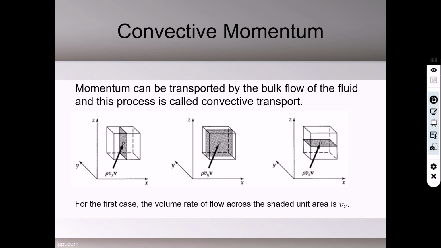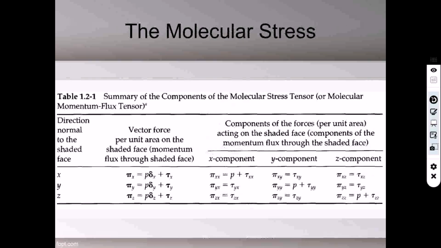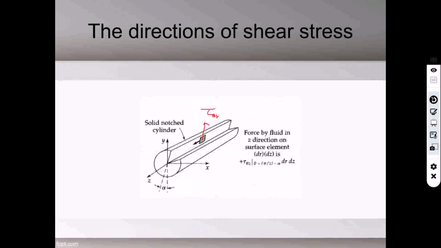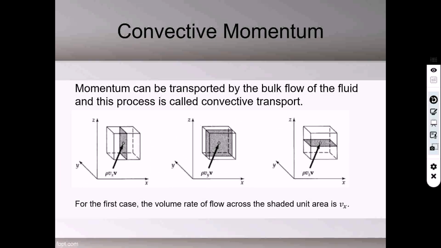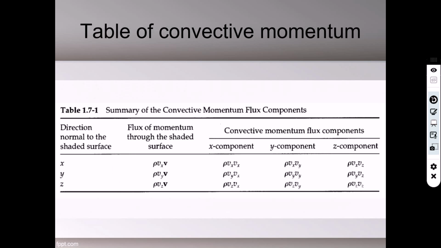However, you want to put this together in balance with your molecular stress. The unit of molecular stress is the unit of pressure, so you divide by the area, and then you get this ρvv. That is this ρvv. All right? I hope this is clear.